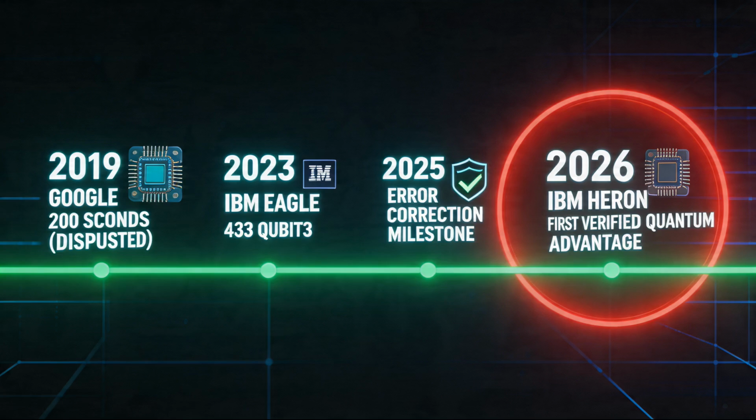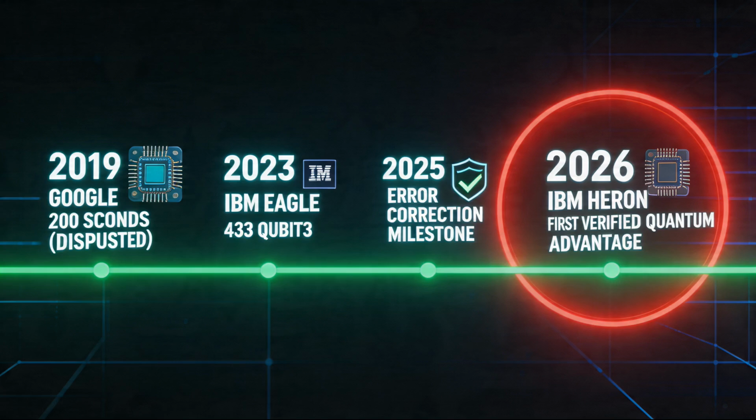Quantum computing has been 5 years away for about 30 years. So why is 2026 actually different? The word that matters is error correction. Qubits are fragile. They decohere, they lose their quantum state when they interact with the environment. Heat, vibration, electromagnetic interference, any of it collapses a qubit's superposition prematurely.